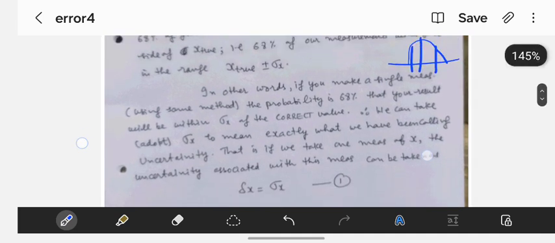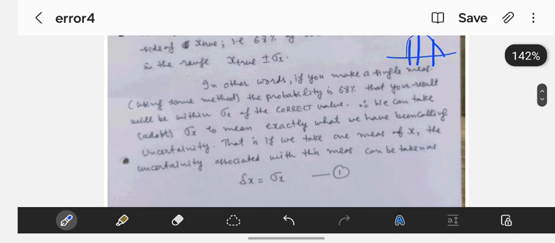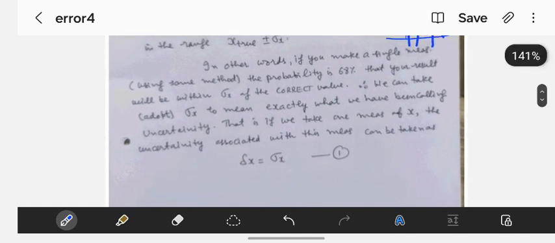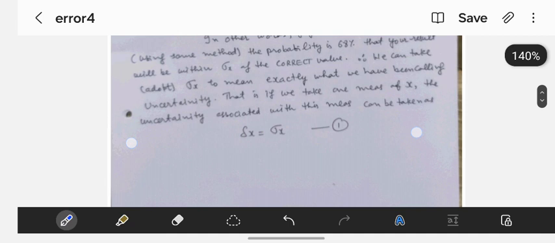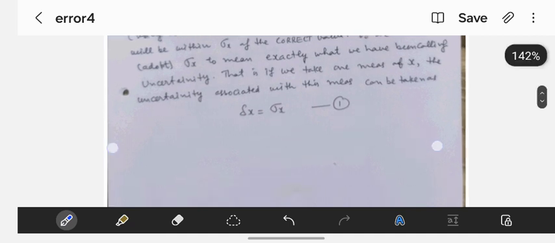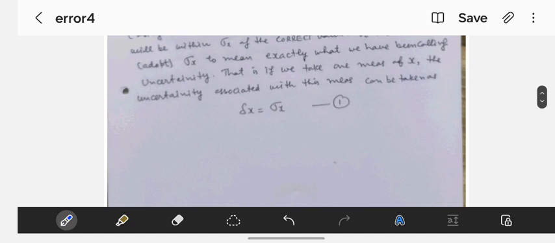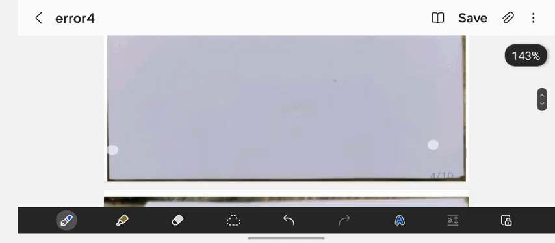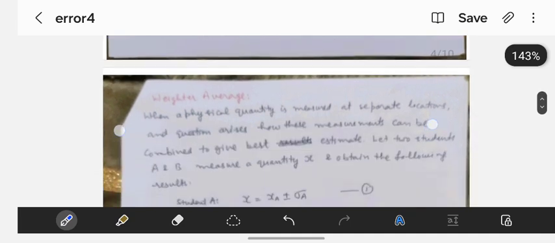In other words, if you make a single measurement using some method, the probability is 68% that your result will be within sigma x of the correct value. So if the question asks what the probability is when you are using the standard deviation, it will be 68% that the measured value will come under x true plus or minus sigma x. Okay, I hope you get it. We can take sigma x to mean exactly what we have been calling uncertainty. That is, if we take one measurement of x, the uncertainty associated with this measurement can be taken as delta x or sigma x, as we studied in the error propagation formula.